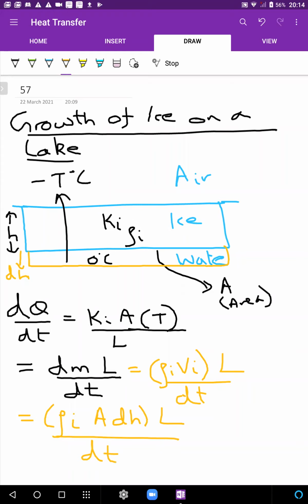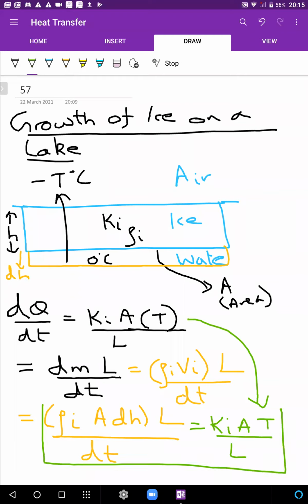Okay, so now dQ/dt is this. dQ/dt is L rho_i A dh/dt. dQ/dt is also, let's put that back, K_i A T/L. So dQ/dt is these two things. Okay, one is coming from heat transfer का equation and the other is coming from the source.